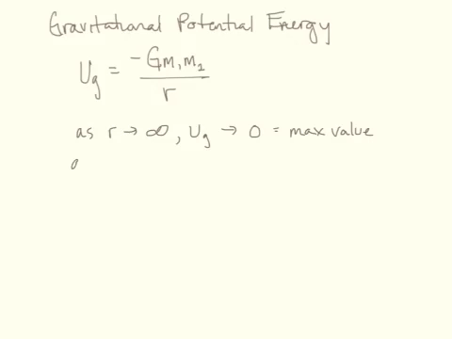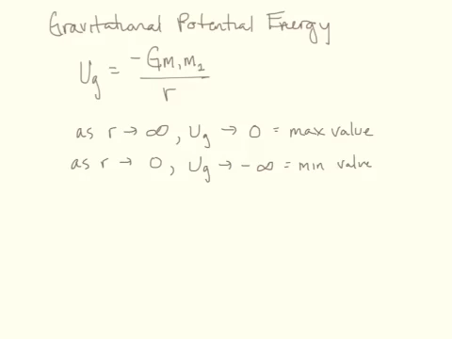And then as that r approaches zero, as the objects get very close together, the gravitational potential energy is going to approach negative infinity, which will actually then be our minimum value. So it's kind of weird that these values are always going to be negative. Okay? We're not used to thinking of it that way, but that is how it works for gravitational potential energy.